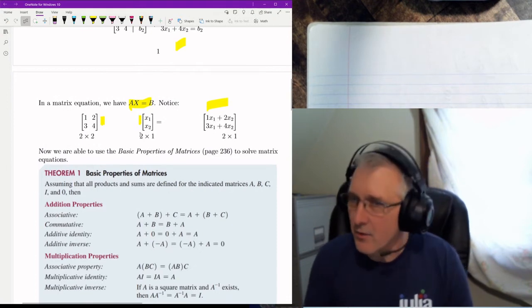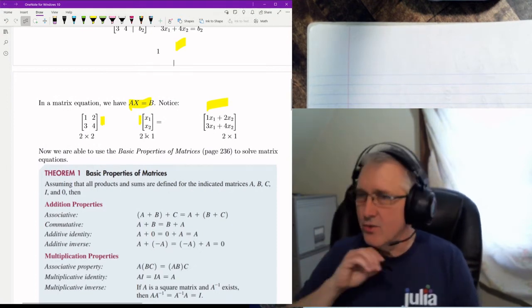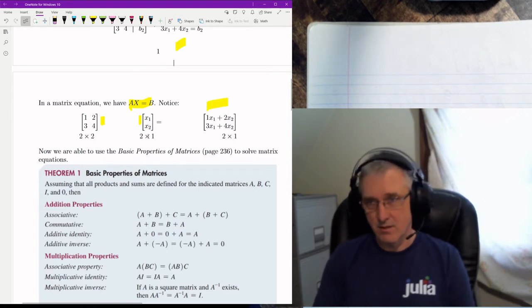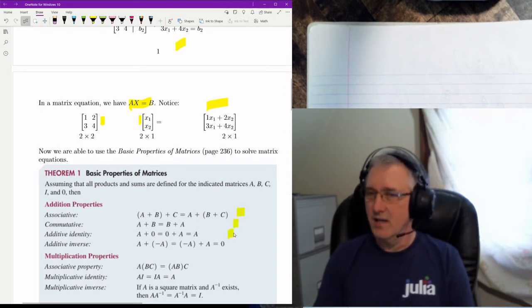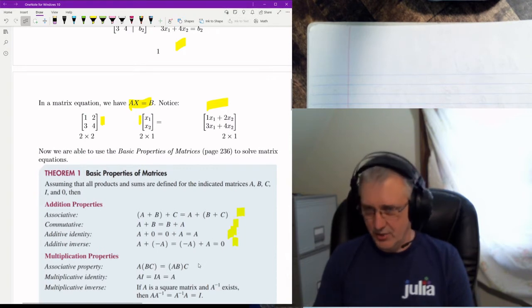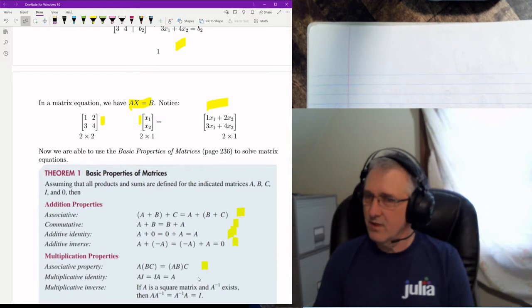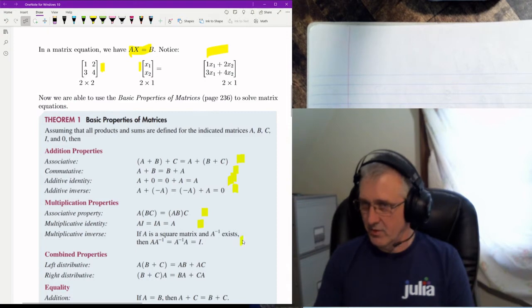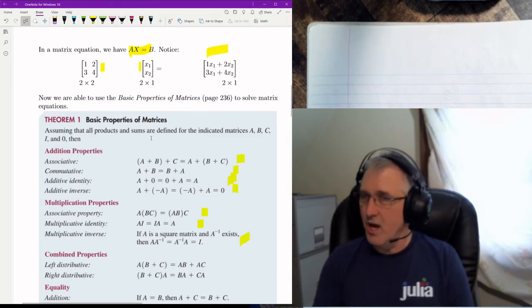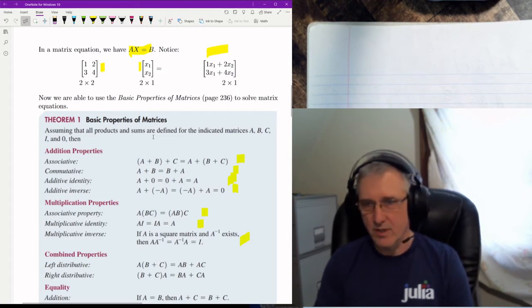Now recall some of the basic properties of matrices. This is on page 236 of the book. We're going to need all of these to solve matrix equations. We have the addition properties. It's associative, commutative. You have an additive inverse, an additive identity. We also have multiplication properties: associative, a multiplicative identity, and if the matrix is square, we have a multiplicative inverse. We do not, and this is important, we do not have the commutative property in multiplication. You can't change the order.